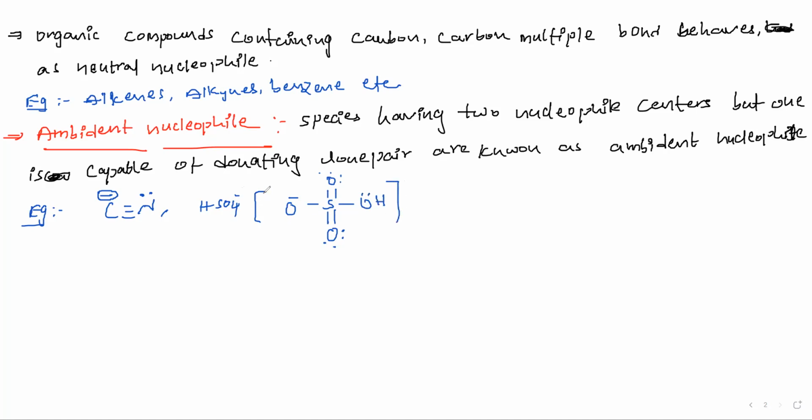Ambident nucleophile, in simple terms: the species which have two nucleophile centers, but only one is capable of donating lone pairs.